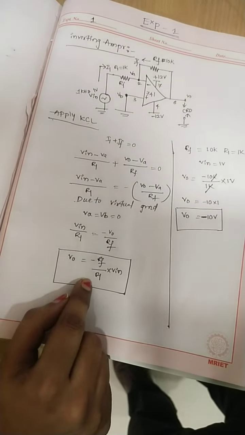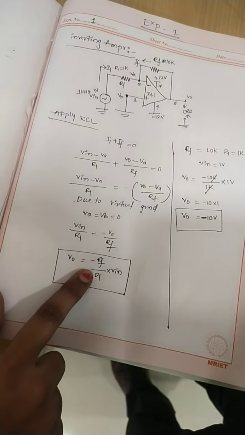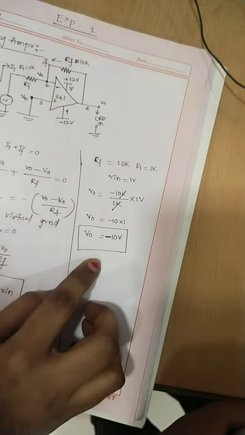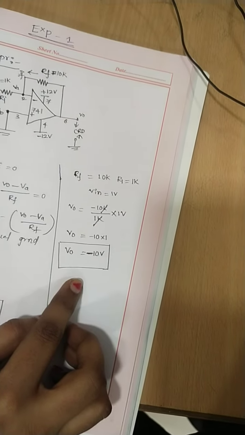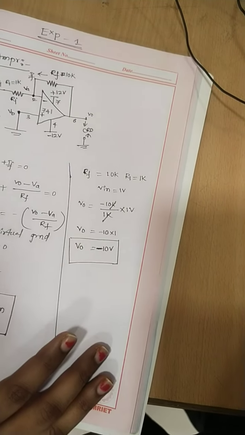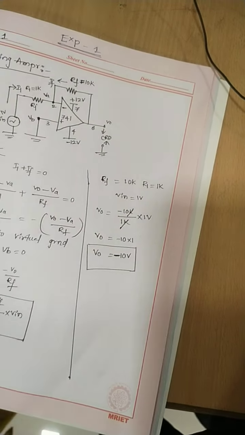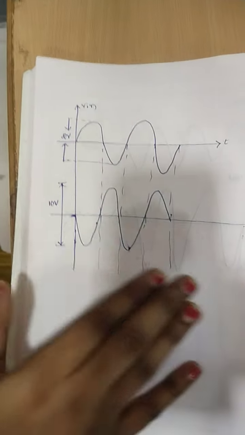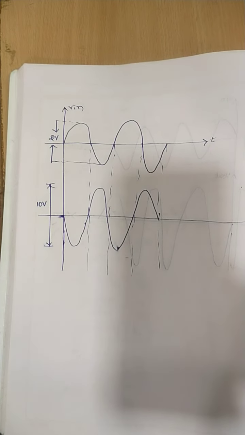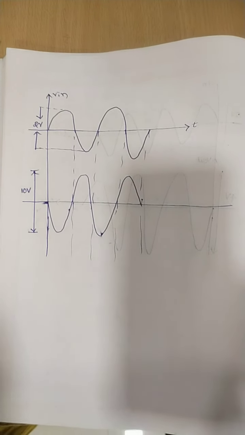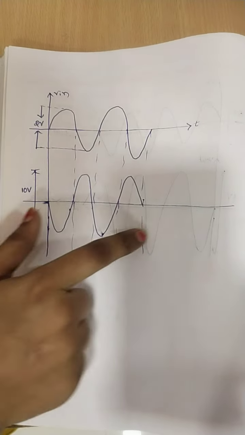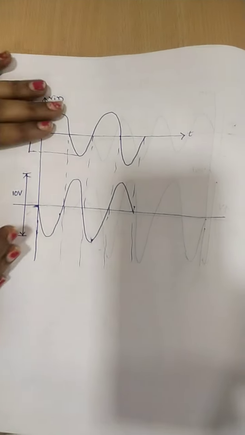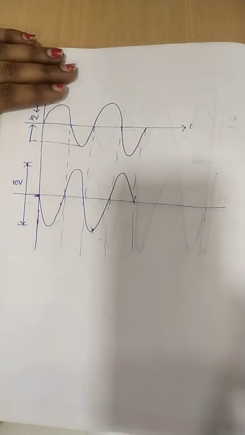We know the value of R1 is 1K and RF is 10K. Substituting the values of Vin, RF and R1, we get the final output voltage as minus 10 volts. So these are the theoretical calculations of the first experiment. Now we look into the practical circuit diagram and the expected waveform of the circuit. The input is 1 volt, and the output would be an amplified signal with an inverted waveform. As I told you, this is an inverting amplifier, where we apply the signal to the inverting terminal. Definitely the output would be out of phase with the input signal.